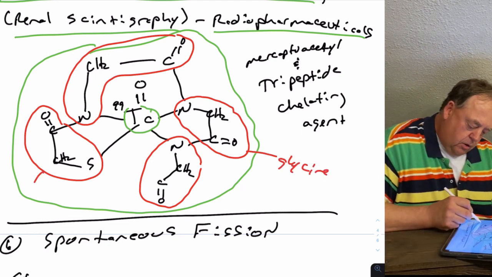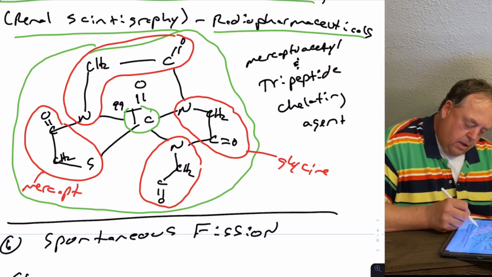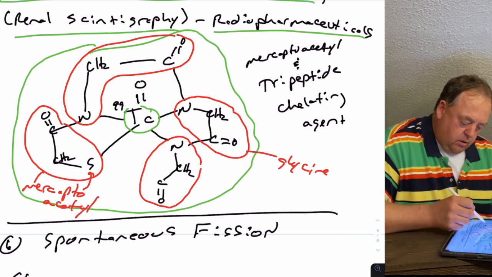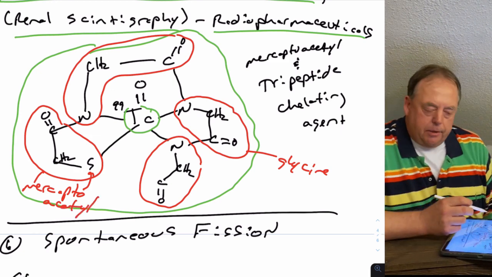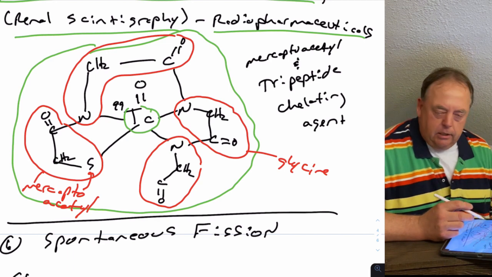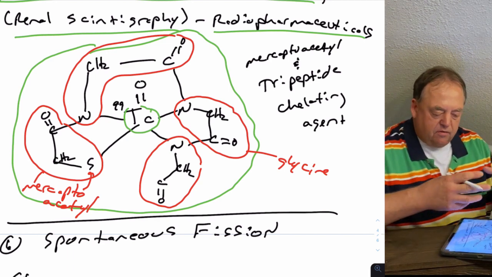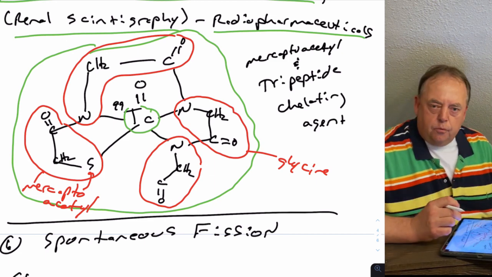And this one is what's called a mercapto, which is the S, acetyl, which is the CH2 C double bond O. So that's just a chelating ligand that binds the technetium and then helps deliver it to the renal system.